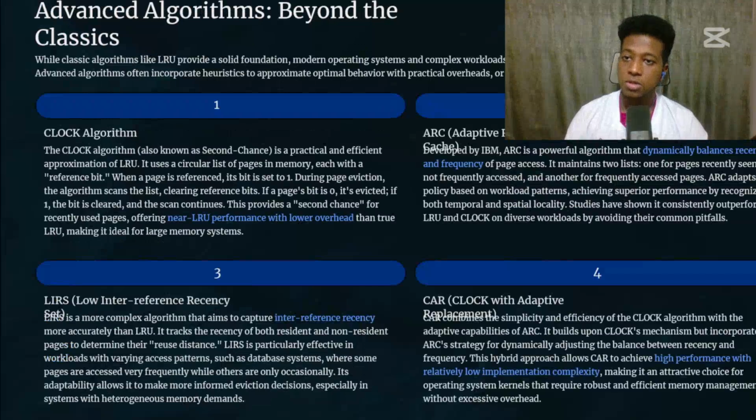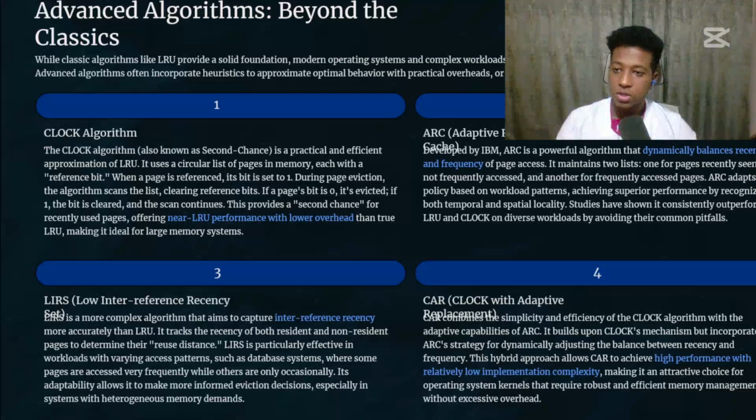And let's continue with advanced algorithms beyond the classics. While classic algorithms like LRU provide a solid foundation, modern operating systems and complex workloads demand more sophisticated page replacement strategies. Advanced algorithms often incorporate heuristics to approximate optimal behavior with practical overheads or adapt dynamically to varying memory access patterns. Let's continue with our first algorithm, the clock algorithm.